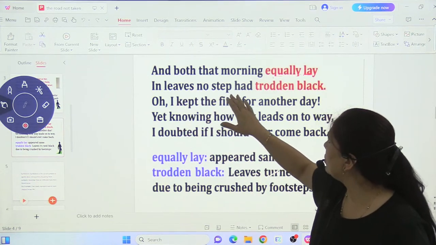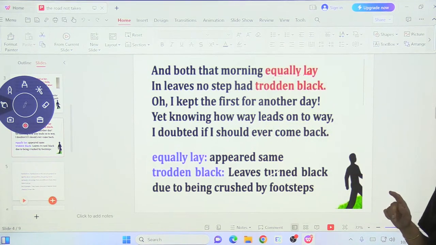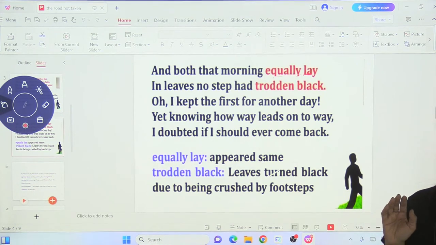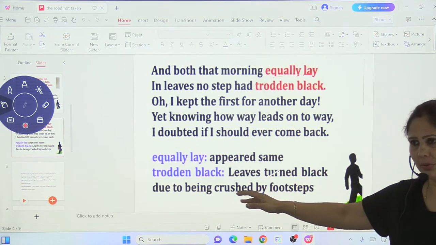In leaves, no step had trodden black. Oh, I kept the first for another day. Now here, the writer is trying to console or convince himself. Apne aapko dilasa de raha hai. Kya dilasa de raha hai? I am going to travel it some other day. What is he trying to say? He is trying to console himself by saying, I am going to travel on this road some other day.